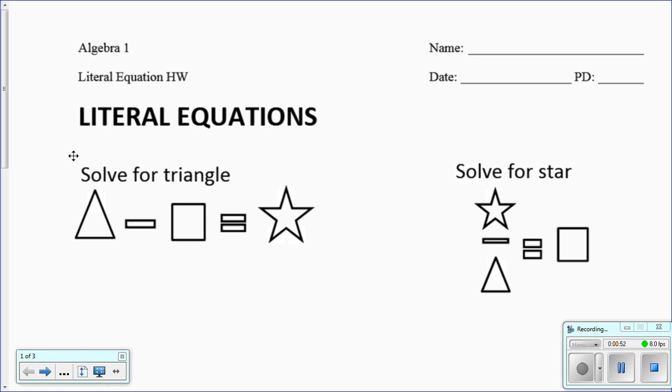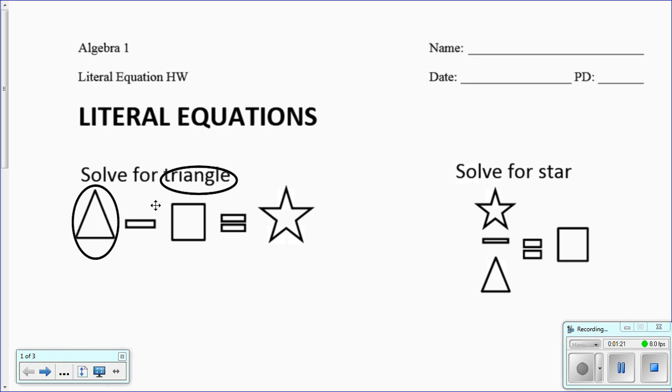I again did not do a title page because I don't know. So, literal equations. These are not literal equations. Literal equations does not mean with shapes instead of symbols. But this is a good way of thinking about it. So here we have to solve for the triangle, which is this guy. So how do we get this triangle by itself?